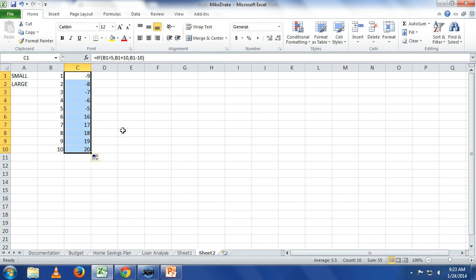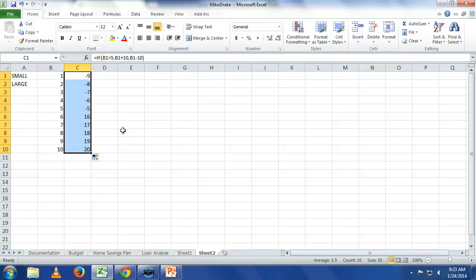So for the first 5, it's subtracting 10. For the second 5, it's adding 10. Okay, so we can put in formulas there. We can embed things, and we can actually embed if statements. We're not going to get into that quite yet because it gets a little convoluted, but we could do that.